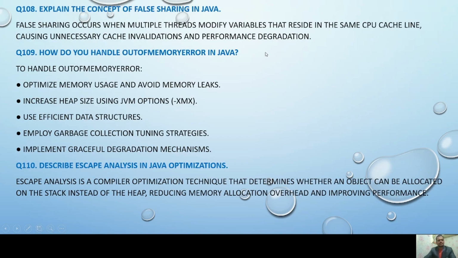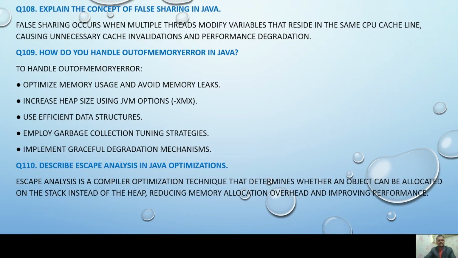Next question. Explain the concept of false sharing in Java. False sharing occurs when multiple threads modify variables that reside in the same CPU cache line, causing unnecessary cache invalidations and performance degradation.